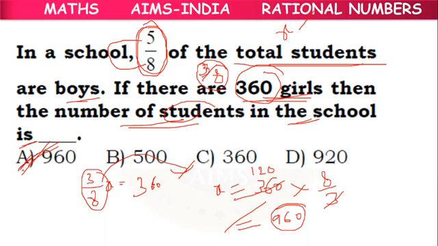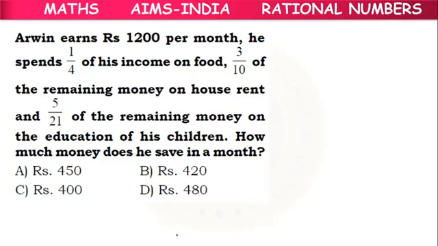So how many total students are there? 960. Number of girls, how many? 360. Then what will be the boys? 960 minus 360, 600 will be the number of boys. Next.